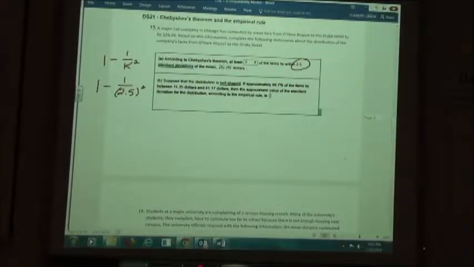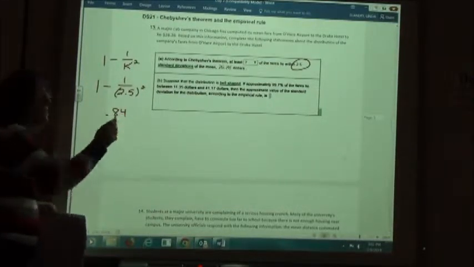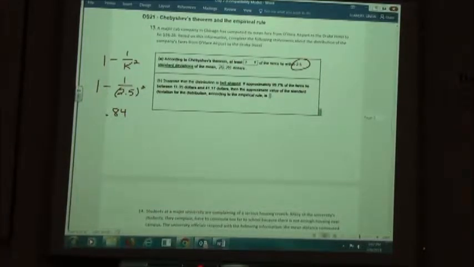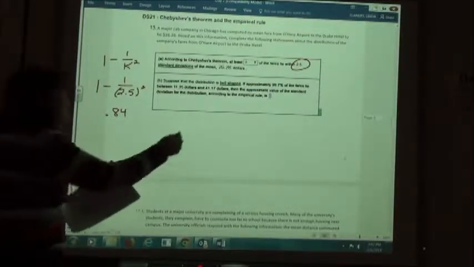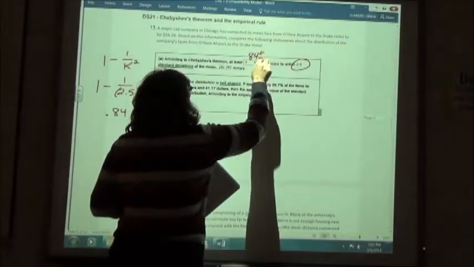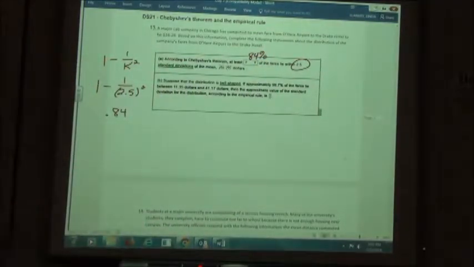Is it going to be a decimal? It is going to be a decimal, yes, because it's a percent. Is it 0.84? It is 0.84. Everybody getting 0.84 when they type that in? Yes, no, maybe? Which means if I change that to a percent then, 84%. According to Chebyshev's theorem, at least 84% of the fares lie within 2.5 standard deviations of the mean.